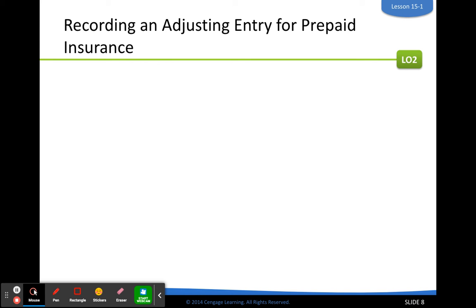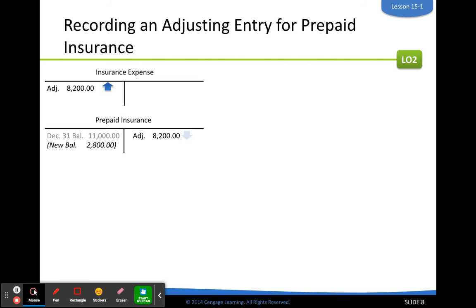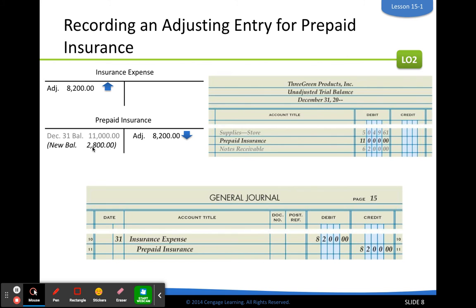Next, we need to adjust prepaid insurance. So we pay into the prepaid insurance account, but we possibly have had to use some of that money, so we need to update it. Right now, we had a balance of $11,000 for prepaid insurance, but in reality, we only had $2,800 left in there. We've used it for various things, so we needed to make an $8,200 adjustment. $11,000, which is our beginning amount, minus our ending amount of $2,800. So we need to make an $8,200 adjustment.